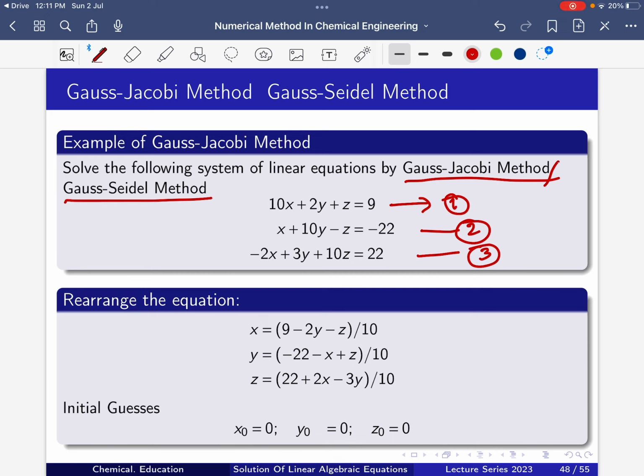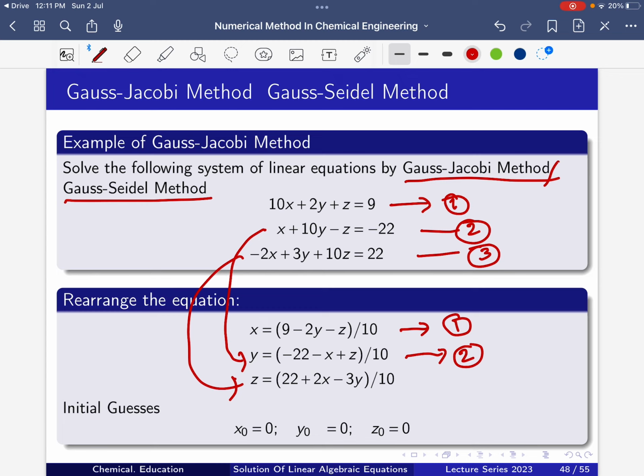Now rearrange equation 1. So x is equal to (9 minus 2y minus z) by 10. That is the rearrangement of equation 1. Then the rearrangement of equation 2: y is equal to (minus 22 minus x plus z) by 10. And then the rearrangement of equation 3: z is equal to (22 plus 2x minus 3y) by 10.